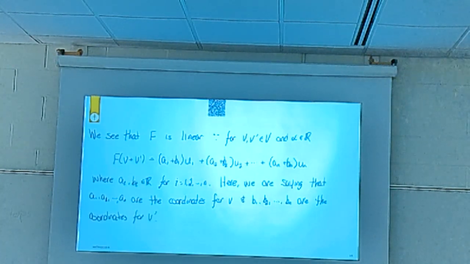All right, the A's are the coordinates for your V, the B's the coordinates for V prime. Then V plus V prime, you can just group your V1s together, you get A1 plus B1, V2s would be A2 plus B2, so on and so forth. So this is what we get.